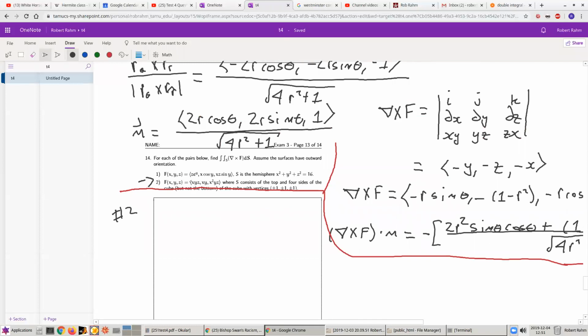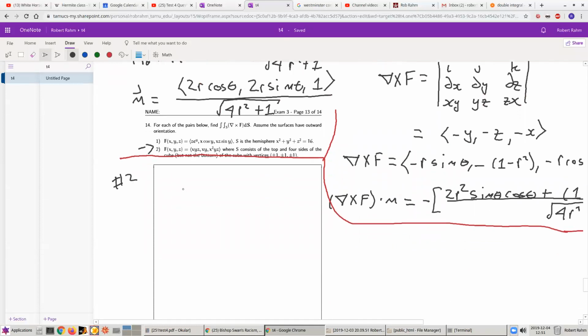Now we're starting with a surface integral. I'm going to go through 2 steps, but once you see the idea, you can just collapse this into 1 step. So S is the top and 4 sides of the cube with these vertices, minus 1, 1, 1, minus 1, so all the different combinations, eight different vertices. It says top and 4 sides, but not the bottom. We want to compute the surface integral of the curl of F over this surface.